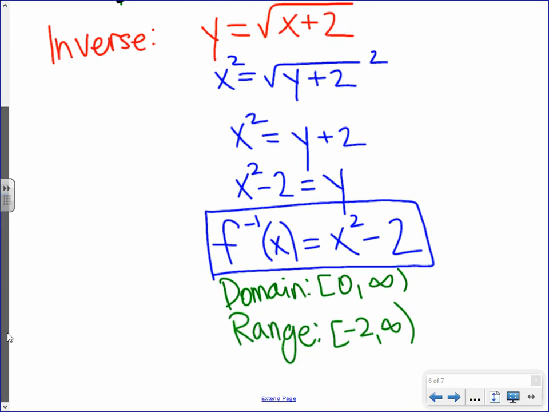That way, when you get to the domain and range of your inverse, you know that they're just going to be switched. Okay? You're going to have to be careful when you have the square root and the quadratic inverse relationship, because an entire parabola cannot have an inverse. It has to be restricted. Okay? Questions on this example?